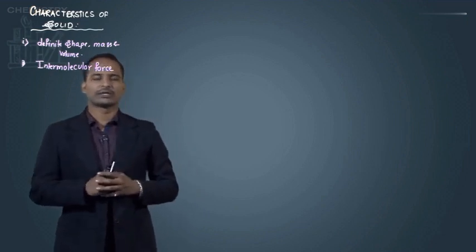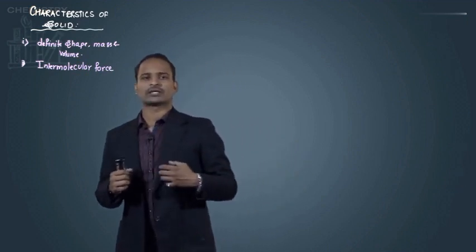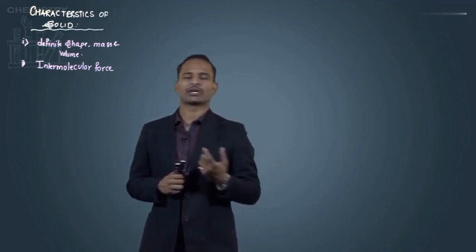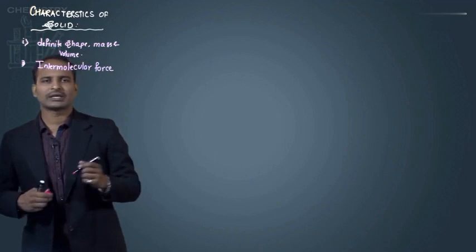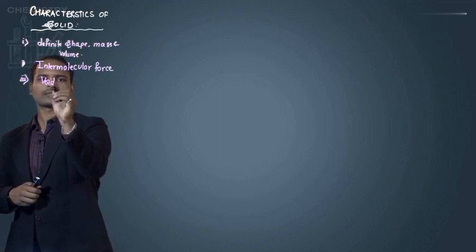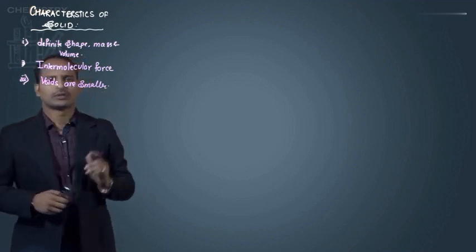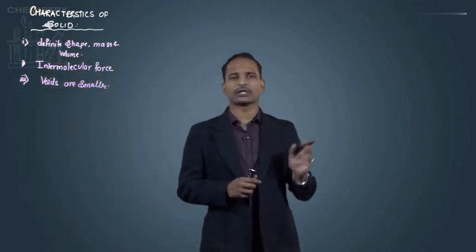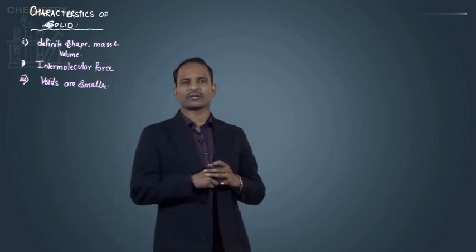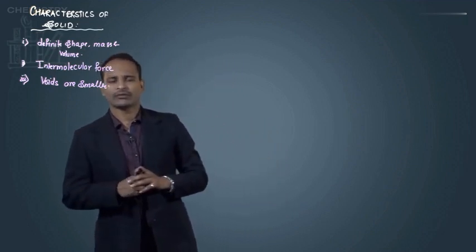Since the intermolecular force of attraction is very strong, when the particles are arranged, the gap left between them is very small, which is called the intermolecular space, or we have one more name, a void. So the intermolecular spaces or voids are comparatively smaller in size compared to the liquid state and the gaseous state. Since the force is very strong and the voids are very small, they are rigid in nature and have a very compact structure.